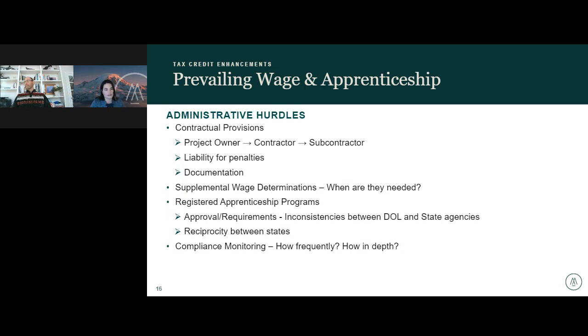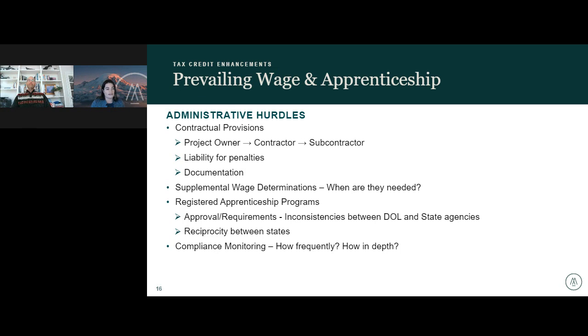And so, I've mentioned some of these, but in complying with these rules, big administrative hurdles that we're seeing right now is sufficient contractual provisions, and this is through all tiers of ownership and management on a project. So starting with the project owner and your primary contractor, and then between the contractor and all subcontractors and subs of subcontractors, ensuring that the contractual provisions are flowing all the way down, because any laborer on the project is going to need to meet these requirements.